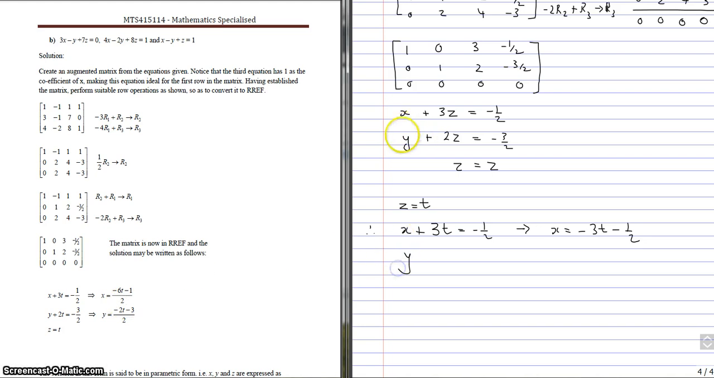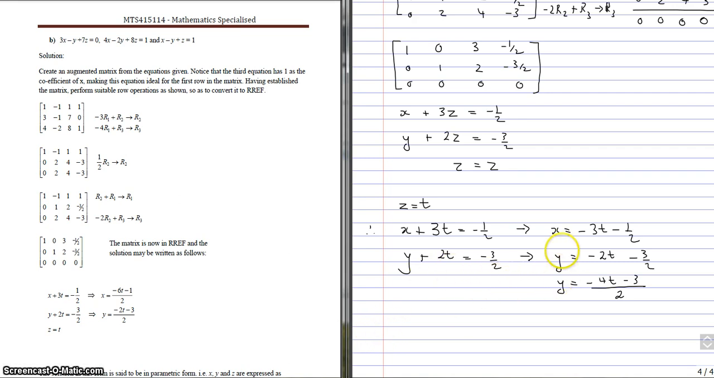Our next one here, from this equation, y plus 2t equals negative 3 over 2. And so solving for y, we have y equals negative 2t minus 3 over 2. Putting that into a single fraction, we'll have negative... there's an error there. I've just spotted that. Okay, it should actually be y equals negative 4t minus 3 over 2. I'll have to change that. You might want to just put a little correction on that.